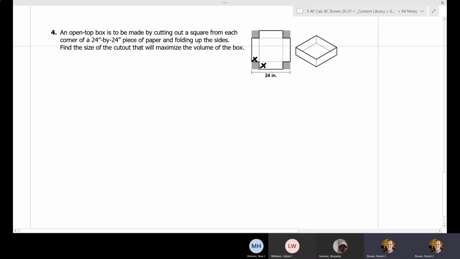Try that one on your own for me. See if you can find the cutout you would need that would maximize the area, the volume, excuse me, of that box, using calculus to solve the problem.